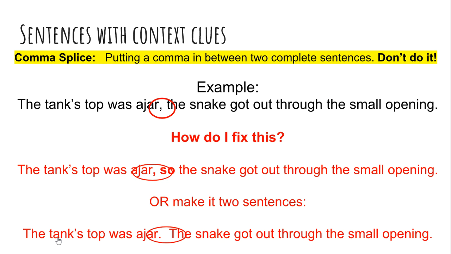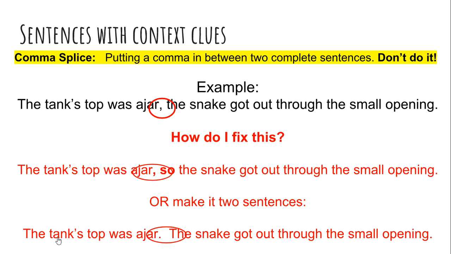So you could put the tank's top was ajar, comma, and a conjunction. So the snake got out through the small opening. So remember the conjunctions are so, and, but. We have the fanboys that we learned, but a lot of people don't use for or yet. But something that is a word that connects those 2 sentences would be a conjunction. So you can keep your comma as long as you add a conjunction. Or you can make it 2 sentences.